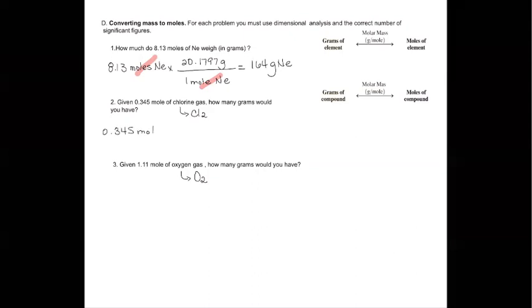0.345 moles of Cl2 in 1 mole of Cl2 there are 70.906 grams of Cl2. The units of mole of Cl2 cancel. And then we have grams of Cl2. So what did you guys get for that one? Excellent. That's what I got also.